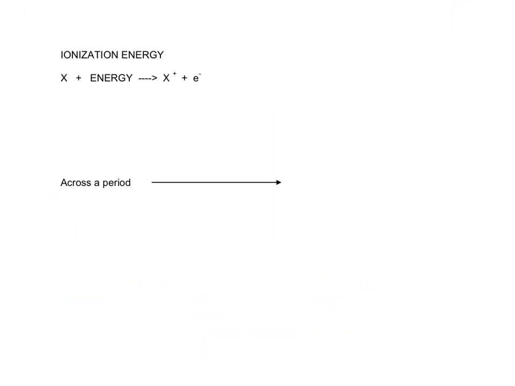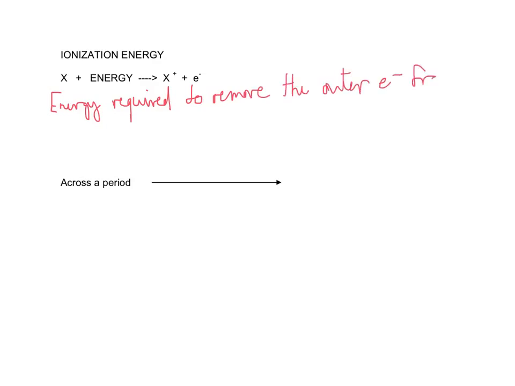Next property we're going to look at is ionization energy. Ionization energy is the energy required to remove the outer electron from a gaseous element. Okay. Now, gaseous element, just because in order to ionize it, to remove an electron, it needs to be in the gaseous phase, basically.